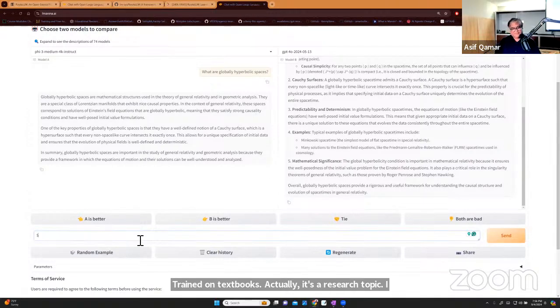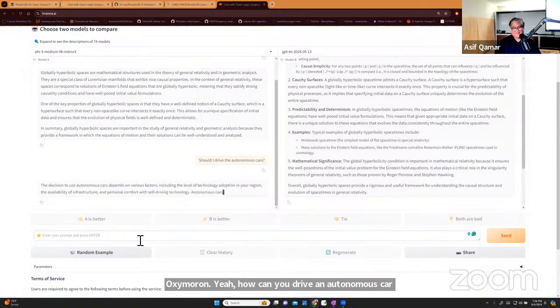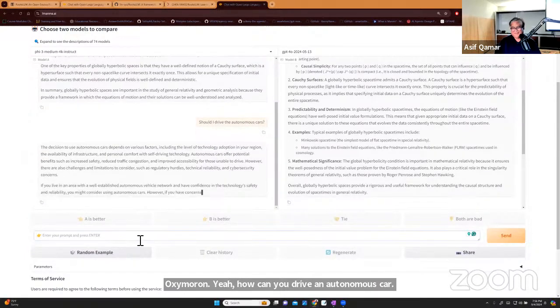So now let's give another thing. Kanvi is asking, should I drive the autonomous cars? But isn't that an oxymoron? Yeah. How can you drive an autonomous car? Okay. But I think it's a good one. Probably GPT-4 would figure that out.